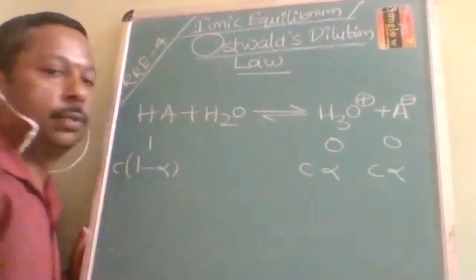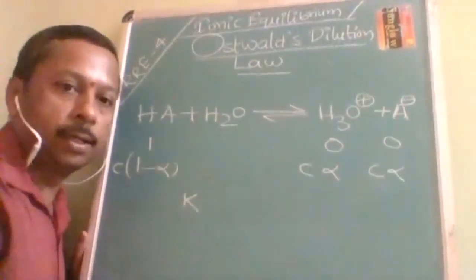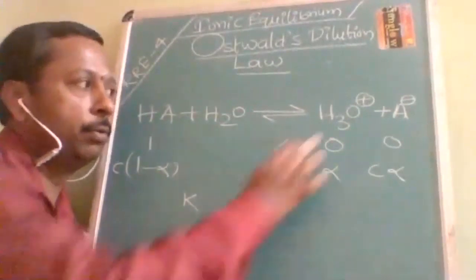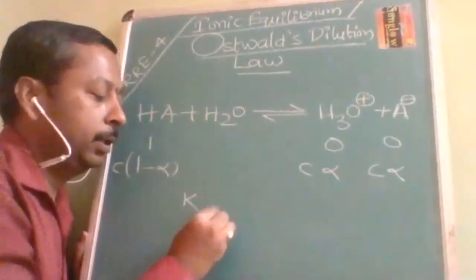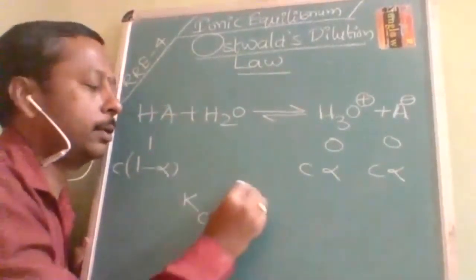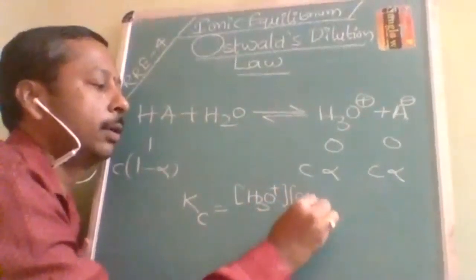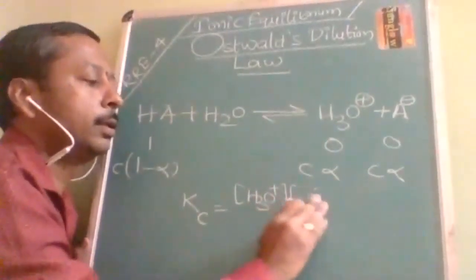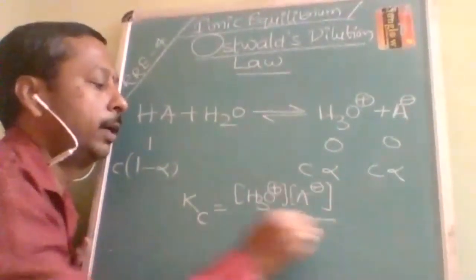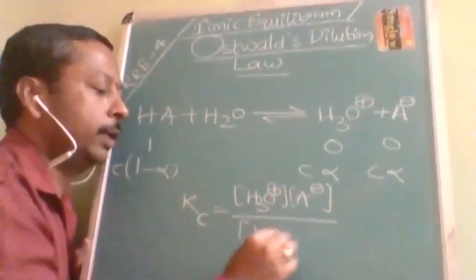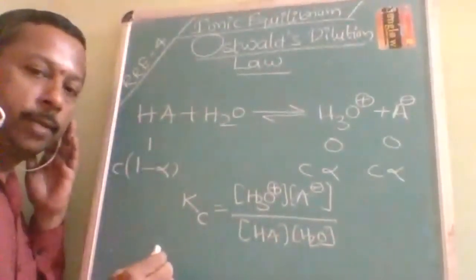As a normal equilibrium constant, it is the second part of the equilibrium, but here we are going to deal with ions. That's why it is called ionic equilibrium. The equilibrium constant for this reaction is concentration of H3O plus, concentration of A minus, divided by concentration of HA into concentration of H2O. This is normal equilibrium only.